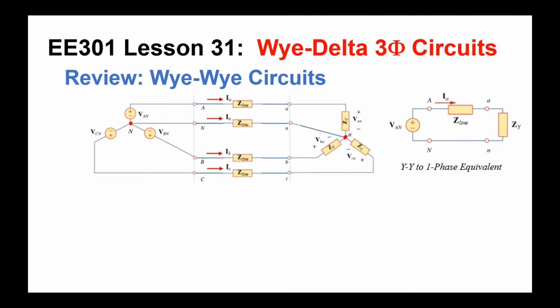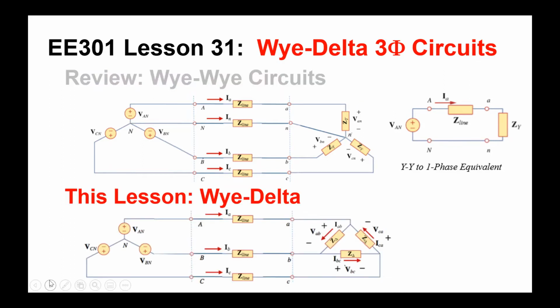Our technique for solving this YY circuit was to actually use a single phase equivalent that represented one of the three phases in the circuit. Single phase equivalent is easier to solve because it's a simple series circuit. One distinguishing feature about the single phase equivalent is that we always draw a short between the two neutral points. And this is because those two neutral points will have the same voltage when the system is balanced. And this is true regardless of whether or not there is a cable connecting the two neutrals.